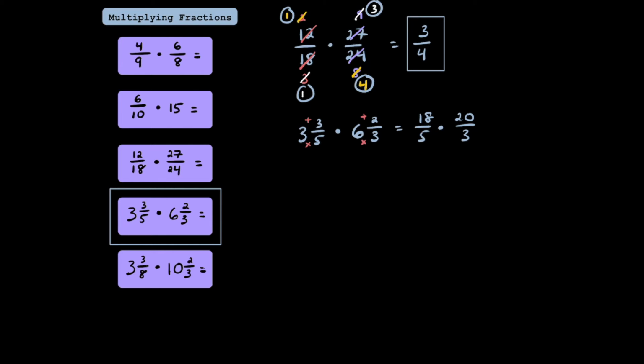Now that we have improper fractions, we can look to cross-cancel. Turns out that 5 and 20 have a common factor of 5. 5 divided by 5 is 1, and 20 divided by 5 is going to be 4. 18 and 3 have a common factor of 3. 18 divided by 3 is going to be 6, and 3 divided by 3 is going to be 1. Multiplying the leftover numbers together, 6 times 4 is going to be 24 on top, and 1 times 1 is going to be 1 on bottom. 24 wholes is our product.